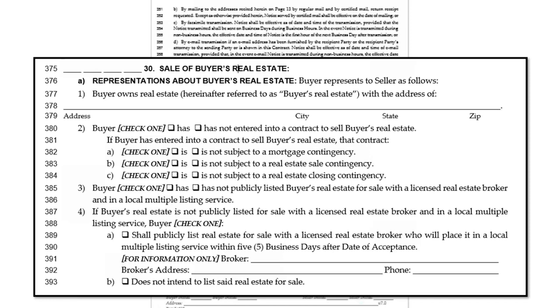So if your buyer cannot close and own two houses, it makes sense that you would make the purchase of my seller's house contingent on the closing, not the sale, but the closing of your buyer's house. So in this case, number 2, he has entered into a contract. And now A, B, and C are all about that contract.